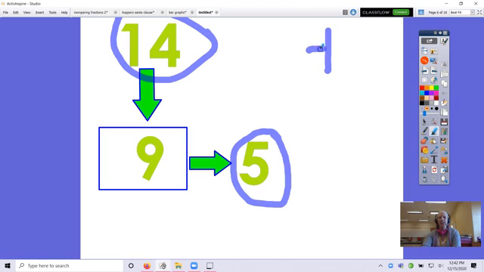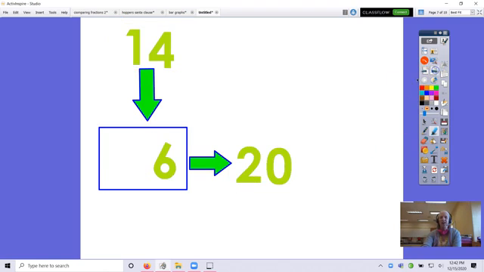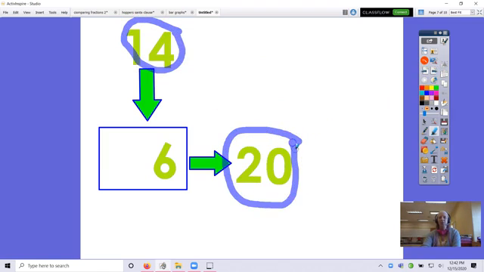Did I add 9, subtract 9, or multiply by 9? Did you choose I subtracted 9? You are correct. Let's try another one. I started with 14 and I ended up with 20. Did I add 6, subtract 6, or multiply 6?